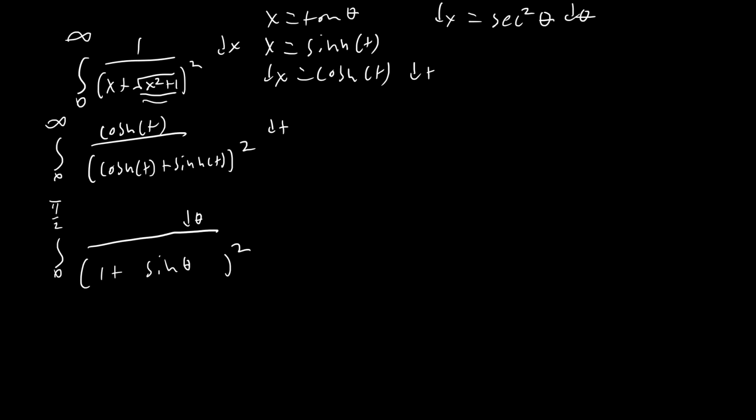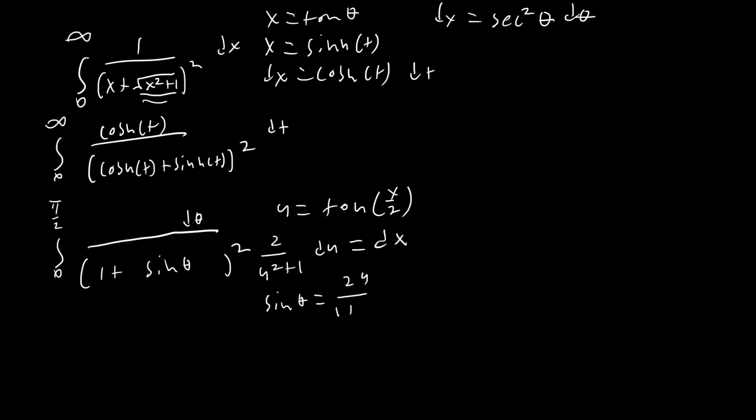Yeah, let's just do the Weierstrass substitution. So u equals tangent of theta over 2, 2 over (u squared plus 1) du equals dtheta, and sine theta equals 2u over (1 plus u squared). So after we make the substitution, tangent of theta over 2, we're just going to end up with u everywhere here.